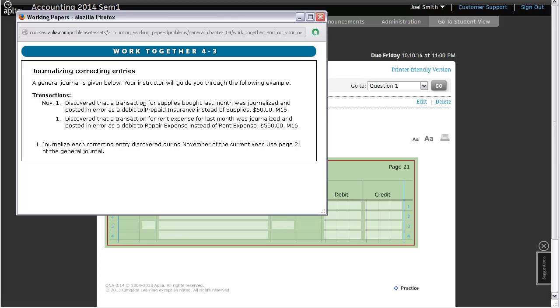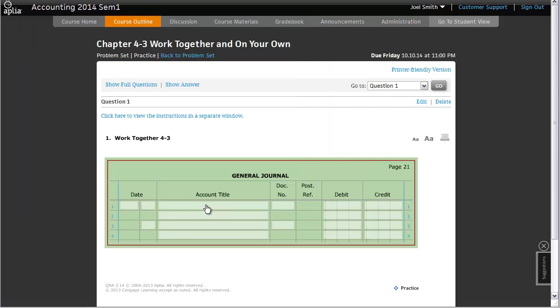So we debited prepaid insurance, which means we need to go and switch it around to correct that entry. So we need to credit prepaid insurance. We debited it, now we need to credit it to back that out and make the correction. So if we are crediting prepaid insurance, we need to put it on the second line.